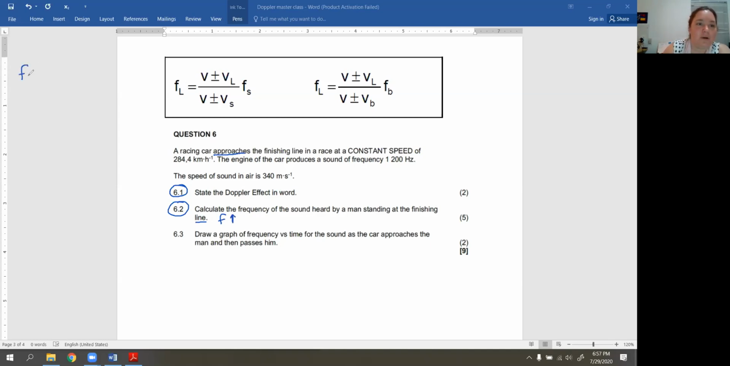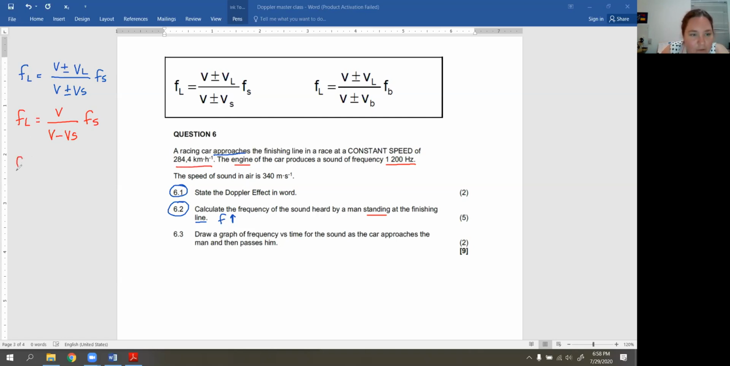So if we use the equation that fL is (v plus or minus vL) over (v plus or minus vs) times fs, I recommend that you show the formula each time. Here I need to establish that the man is standing, so the listener is stationary, so it's v over v, vs approaching, so it's got to be minus, times fs. We know that the engine is what's producing the sound, so the source has that velocity.